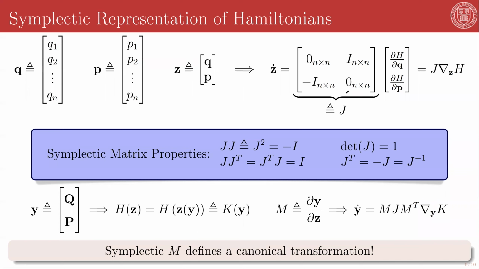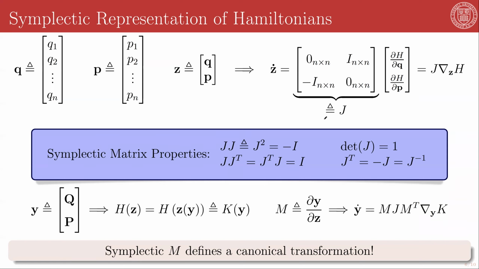And J has a very specific structure, where the diagonal blocks are n by n matrices of all zeros, and the off-diagonal blocks are positive and negative n by n identity matrices. So we can get the system into this ultra-compact form where we have the time derivative of z is equal to J times the gradient over the state vector z of the Hamiltonian.